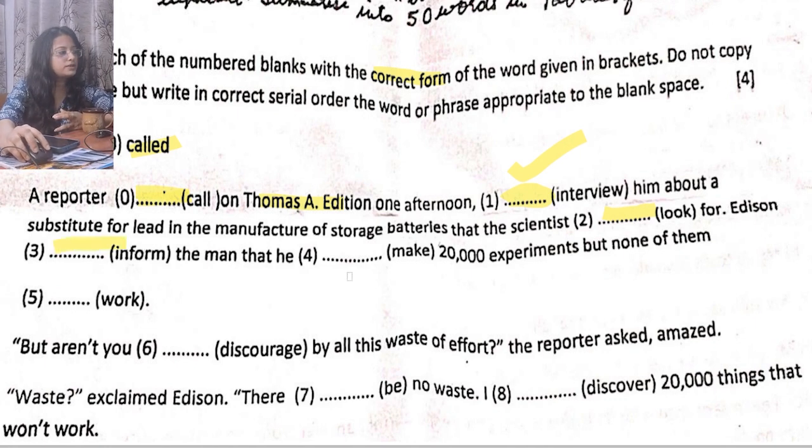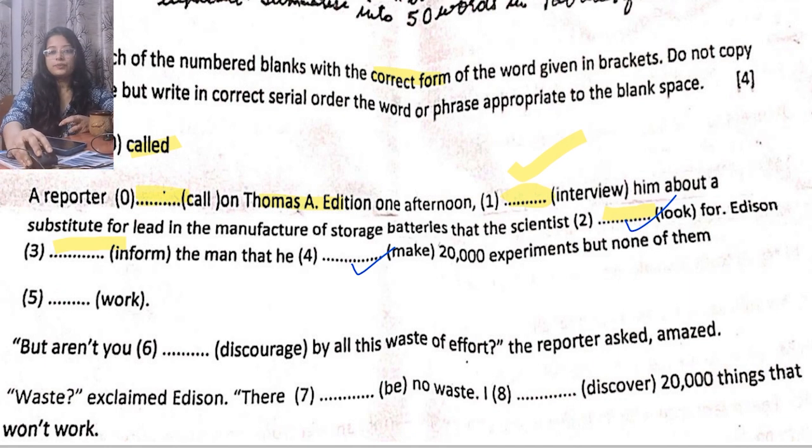Edison informed the man that he, now again, so we will mark these things, okay? This one we will see only once we get to the end of it, right? So, but none of them dash. But aren't you dash by all this waste of effort? Okay, so this we already know because the reporter is asked, waste, exclaimed Edison. There dash no waste. I dash 20,000 things that won't work. Okay, so that means this also includes the present form.